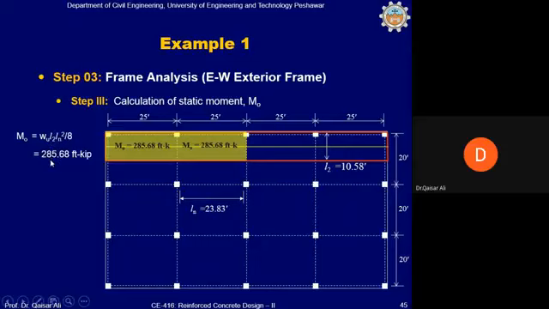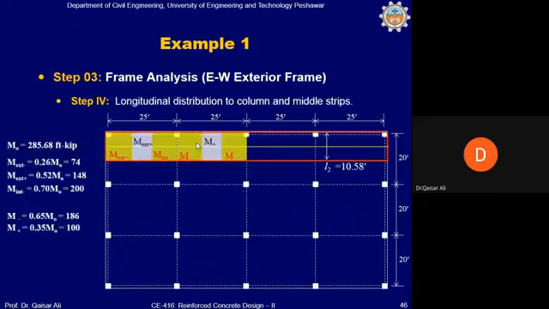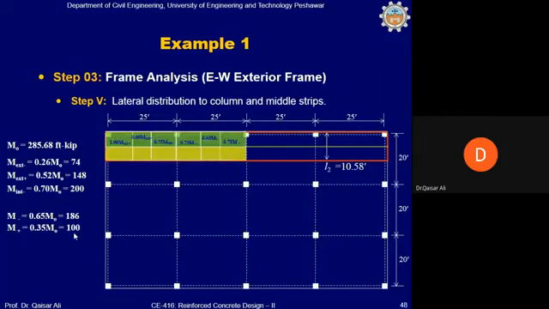So this will give us a bending moment 285.68 foot kip, which is almost half of the previous value of the interior frame. Then the bending moment will be distributed longitudinally as well as laterally. These are the longitudinal distribution: 0.26 m0, 0.52 m0, 0.7 m0, 0.65, 0.35. Multiply coefficient with the m0 and you will get all these values, 74, 148. And the next step, the lateral distribution. Lateral distribution to the column strip and middle strip according to these coefficients is done.